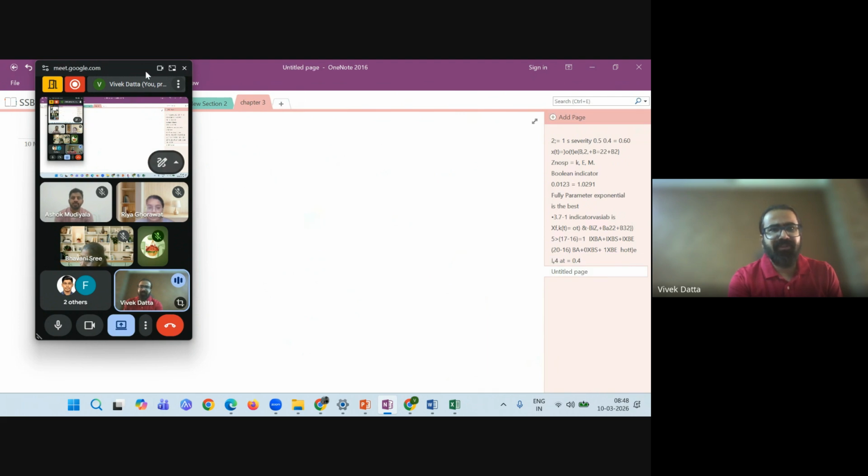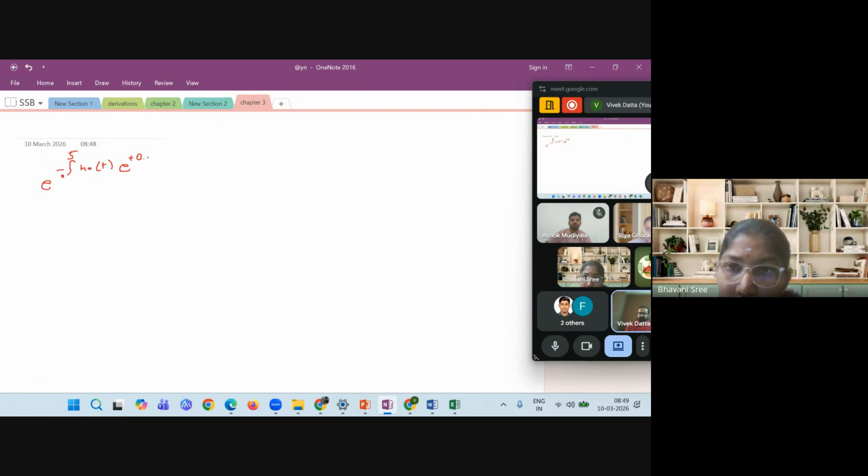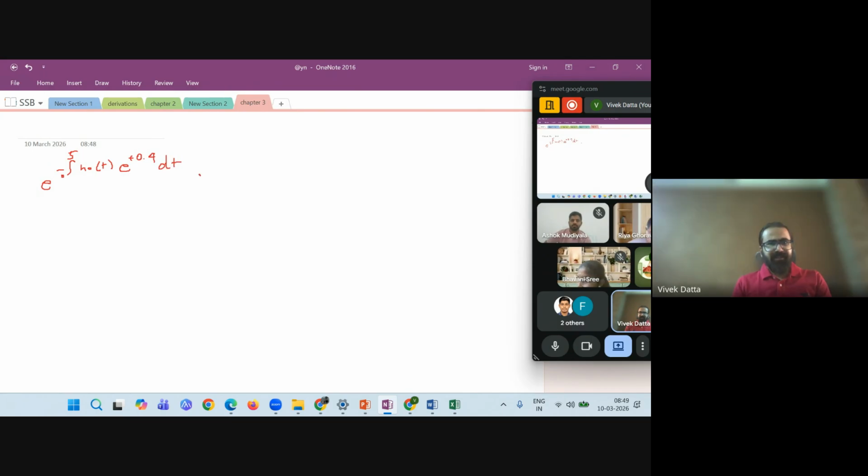What is the equation that I've written? Can someone dictate again? He said e raised to the integral 0 to 5 of H naught t, e raised to what? Minus 0.4, sorry, 0.4 only, right? Plus or minus? Plus, no? Plus 0.4 dt is equal to 0.4.